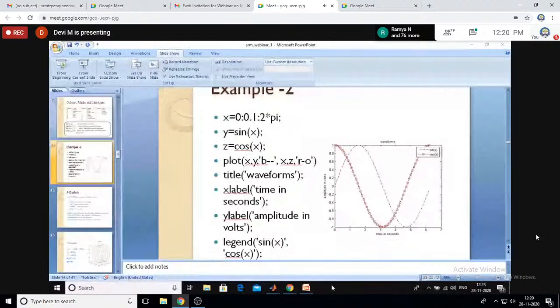Okay. So this is my second example. These things you have done in your DSP lab, I think. If you are working with MATLAB in your DSP, then you would have come across these things. So this is my second example, and the third example is regarding your 3D plots. Only when I go to my slideshow.